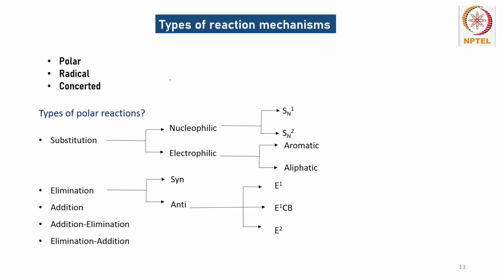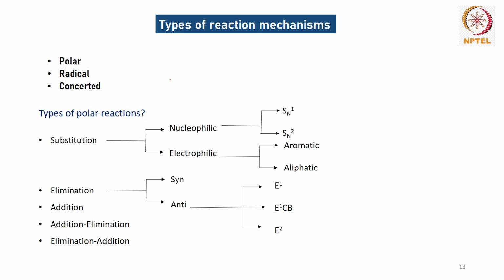And electrophilic substitution is of two types: aromatic electrophilic substitution and aliphatic electrophilic substitution. It's clear by the name. Aromatic will be in the aromatic system and aliphatic will be in the aliphatic system. Next is elimination. Elimination is of two types: syn elimination and anti-elimination. Syn elimination means when the eliminating groups are syn to each other. Syn means both are on the same side of the bond and they are eliminating.